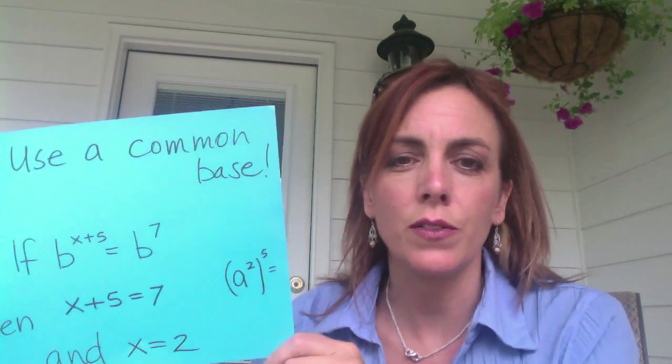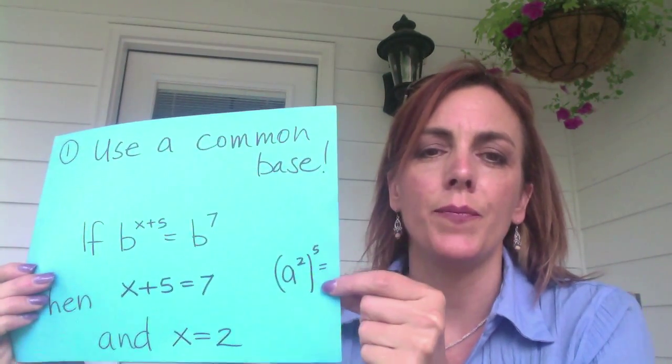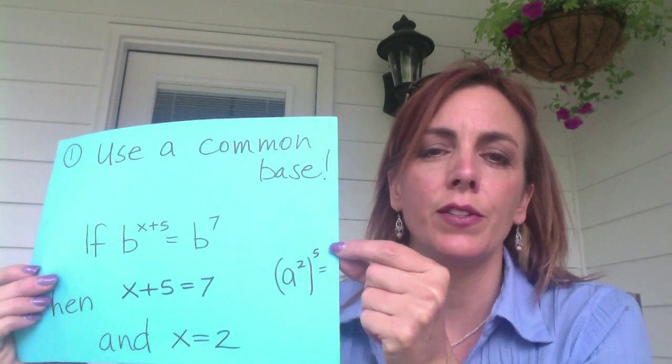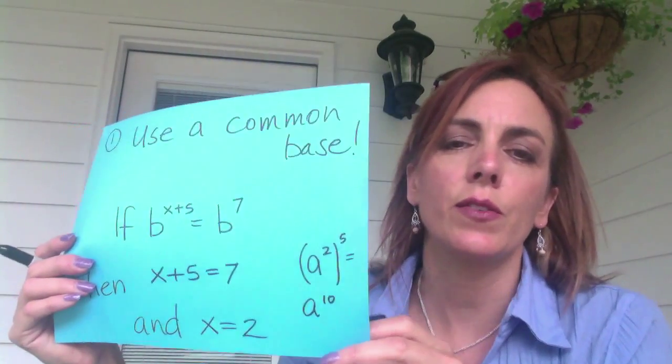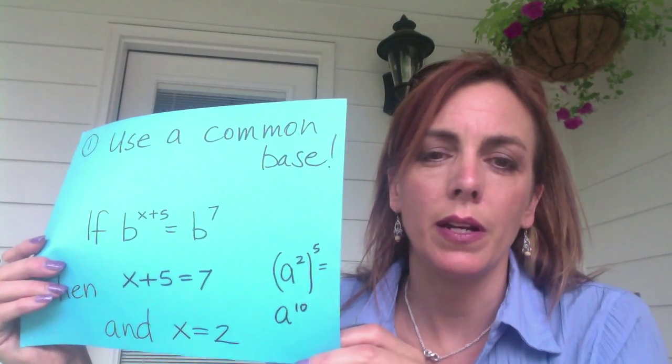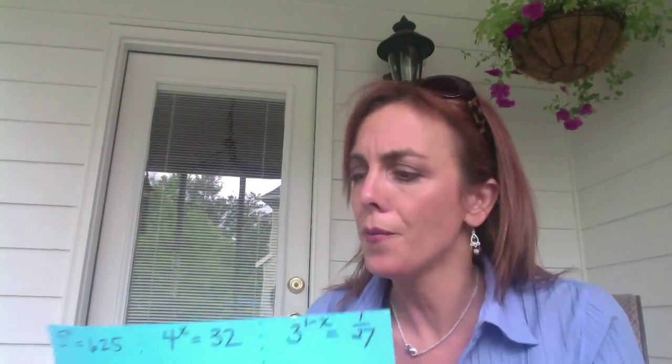The other thing that you need to remember is when you've got an exponent raised to a power raised to a power, what do you do with those exponents? You multiply them. So a squared raised to the 5th power would equal a to the 10th. So those are the two premises we're going to use to discuss solving exponential equations. I've got a series of 6 examples we're going to walk through together.